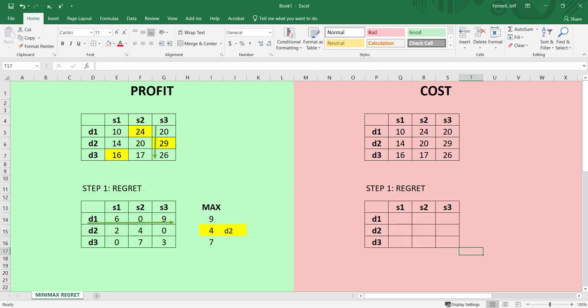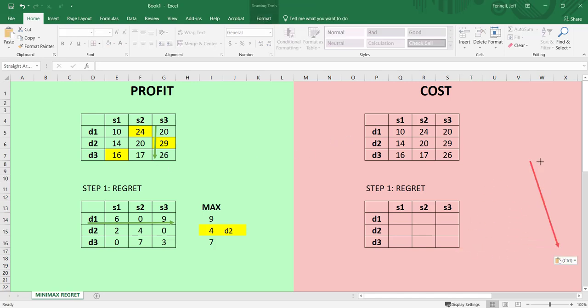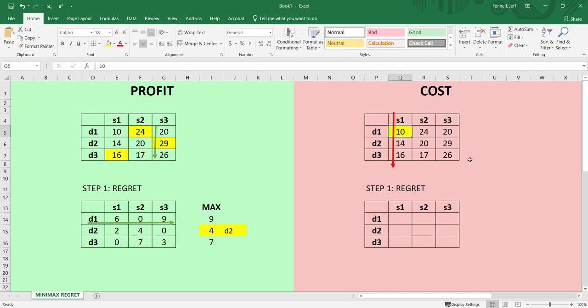So again, we're going to start in the same way with the Minimax regret approach. We're going column by column, looking for what is the best possible payoff, depending on the scenario we're dealing with. And here we're dealing with cost, so the best scenario is to have the lowest cost possible. For state of nature 1, that would be a cost of 10 units. Then we do a subtraction between that best possible payoff for that state of nature and all the other payoffs for that state of nature.